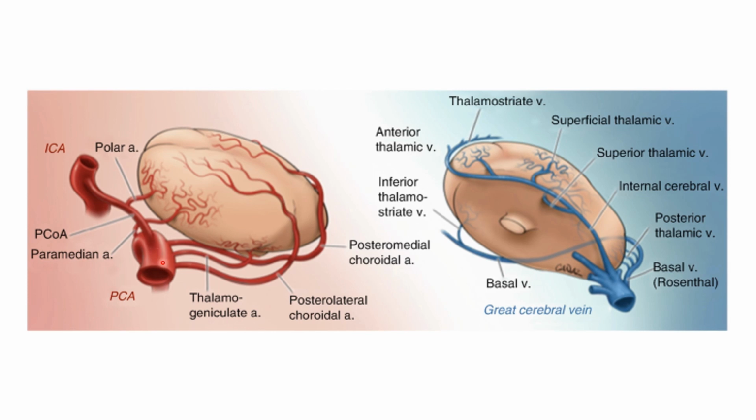From the posterior cerebral artery, the P2 segment starts after the posterior communicating artery. So thalamogeniculate artery and posterior medial choroidal artery supply the lateral thalamus. The polar artery or the thalamotuberal artery supplying the anterior thalamus originates from the posterior communicating artery, and the paramedian artery taking origin from the P1 segment supplies the paramedian thalamus.